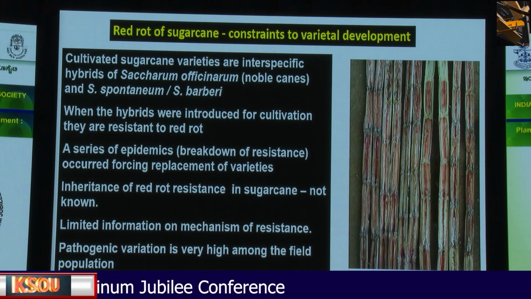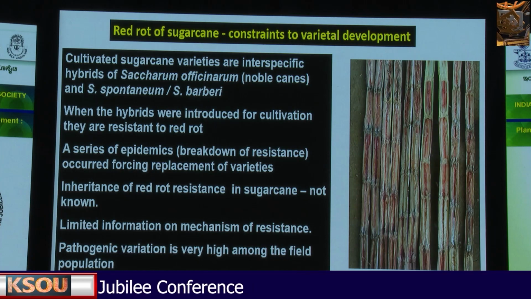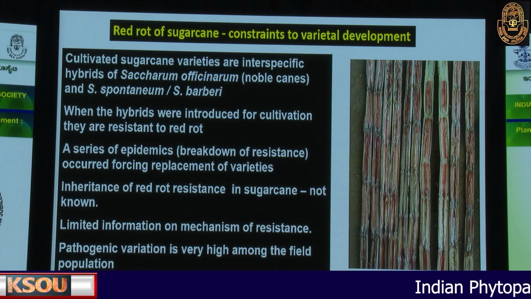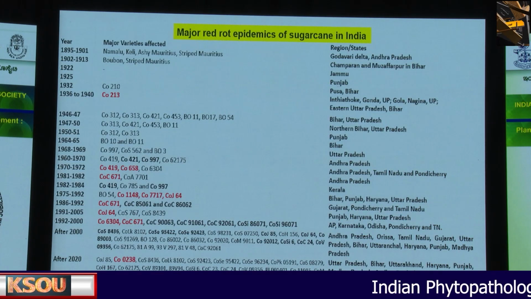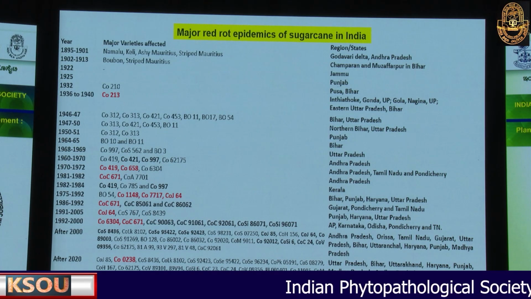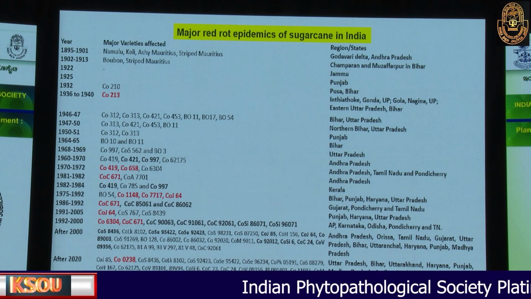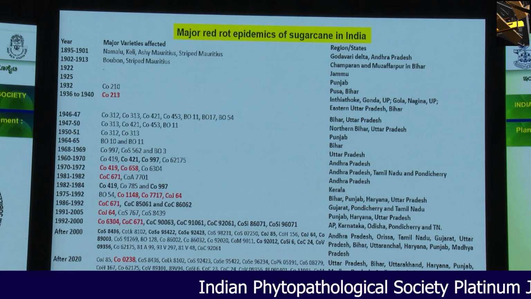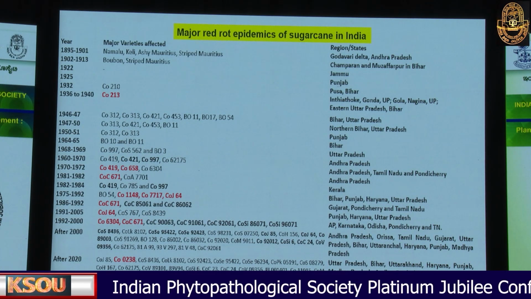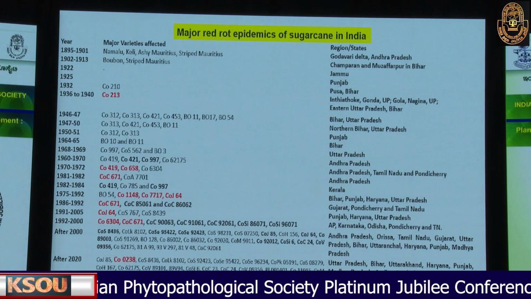And even today a variety can be released for commercial cultivation only if it possesses high yield, high quality, that is high sucrose, and red rot resistance. So we still maintain that very rigid strategy to manage the disease. And if you see this overall, in the last several decades we had red rot epidemics across the decades, and we have lost many elite varieties.